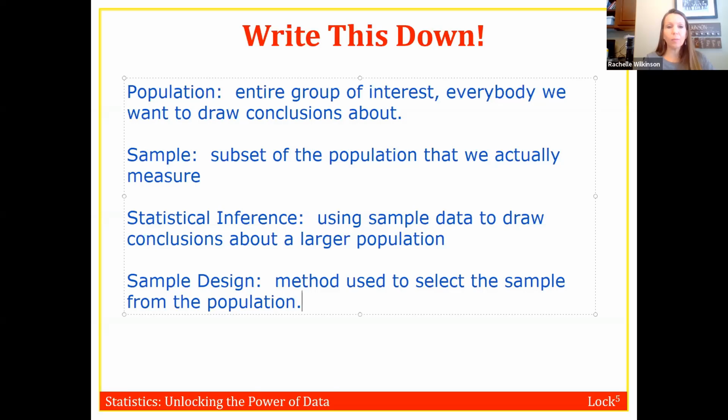All right, and we're going to talk about some good sample designs and bad sample designs, and we're going to talk about what makes the good ones good and what makes the bad ones bad. It looks like people are still writing. I'll give you a couple more minutes to write everything down, and we'll look at a couple of examples.